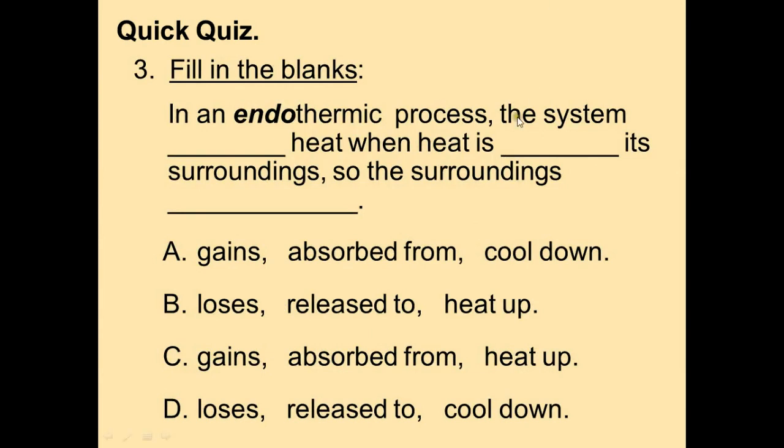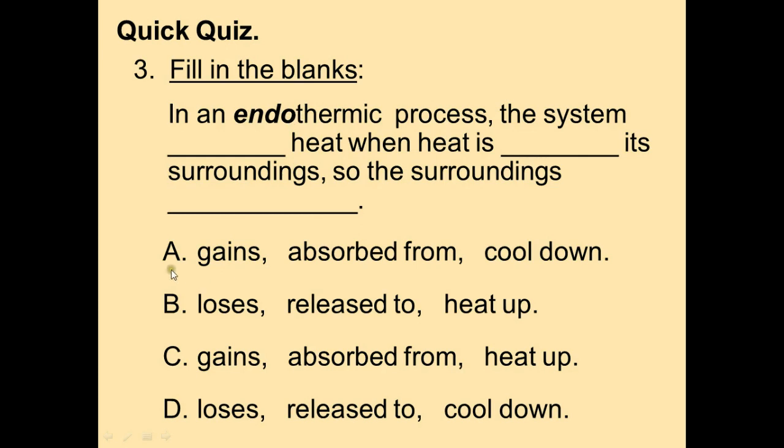So now we have question 3 here. Fill in the blanks. In an endothermic reaction or an endothermic process, the system blank heat when heat is blank its surroundings. So surroundings blank. So let's fill in the blanks by defining endothermic processes. Endothermic means that heat is put into a system. So think about endo as entering, and then thermic is temperature. So heat enters. So the system definitely gains heat instead of loses, because gaining heat is heat entering.